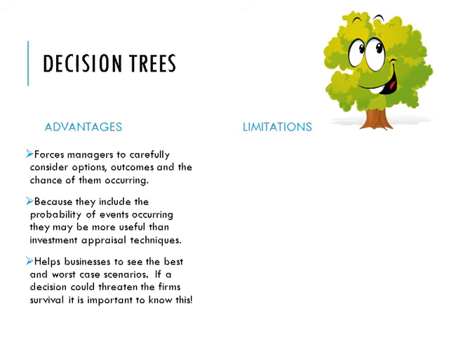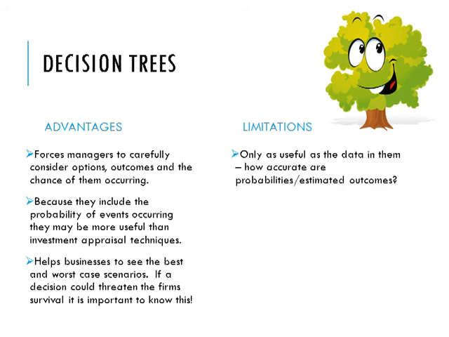Now let's look at the limitations. Well, the most important one, I think, is that decision trees are only as useful as the data that is included within them. How accurate are the probabilities? How accurate are the estimated outcomes? If these are very accurate, then of course the decision tree is very helpful, but they might not always be that accurate. And this means that decision trees can be particularly problematic with one-off or first-time decisions.